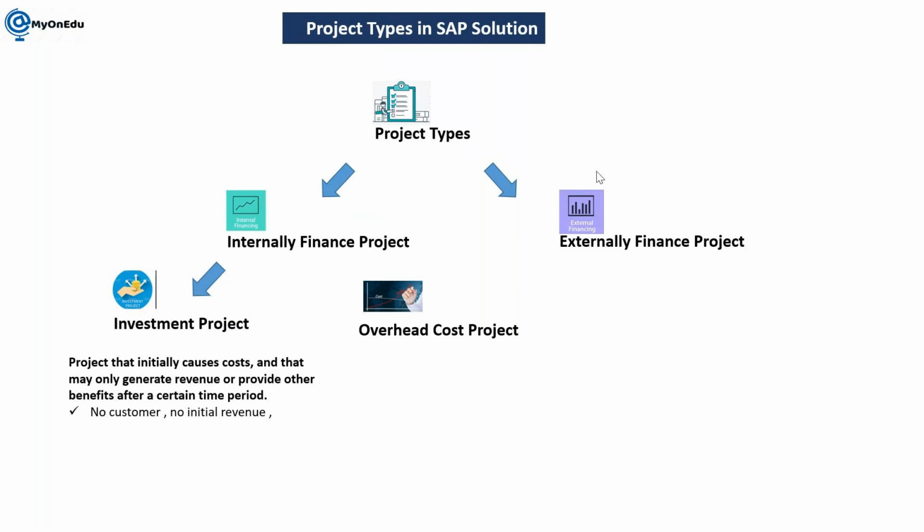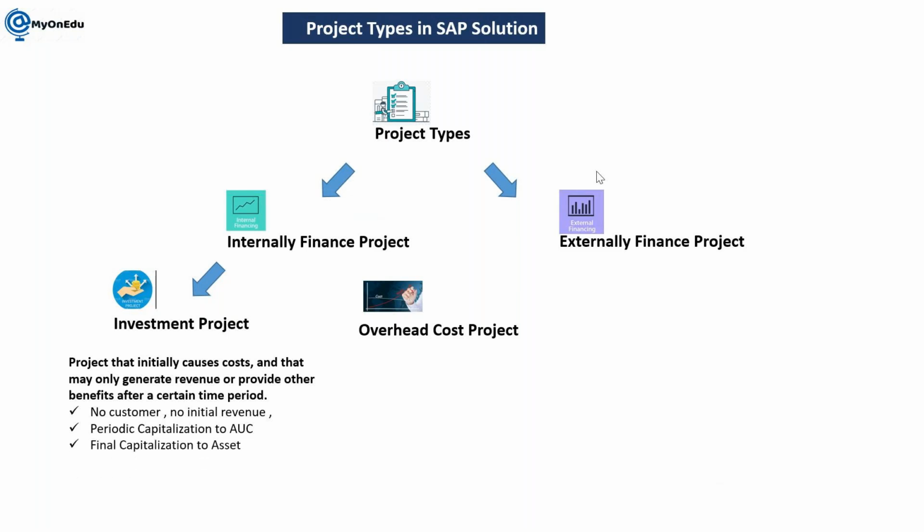In an investment project, it is a project that initially causes cost and may only generate revenue or provide other benefits after a certain time period. It will not be immediate. This type of project will not have any customer and no initial revenue. Periodic capitalization will happen into AUC, asset under construction. We'll understand the concept of AUC.